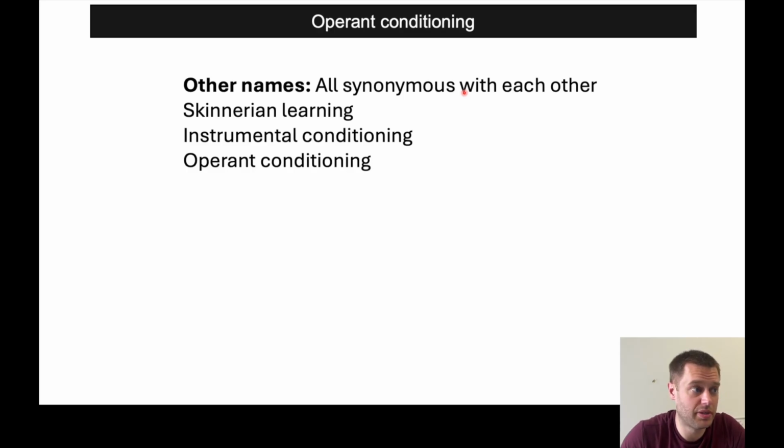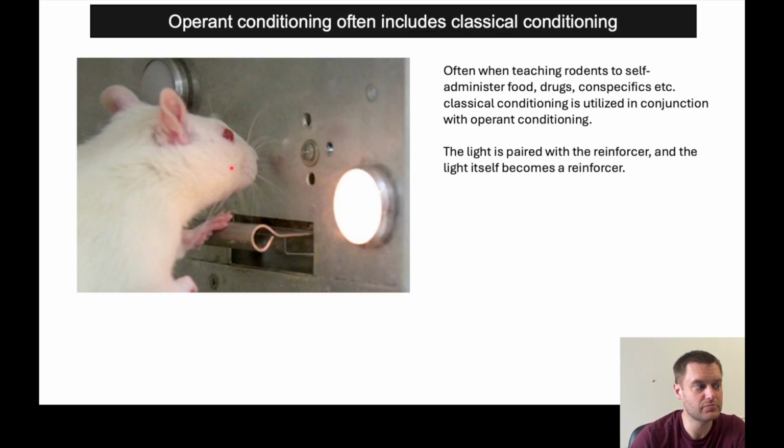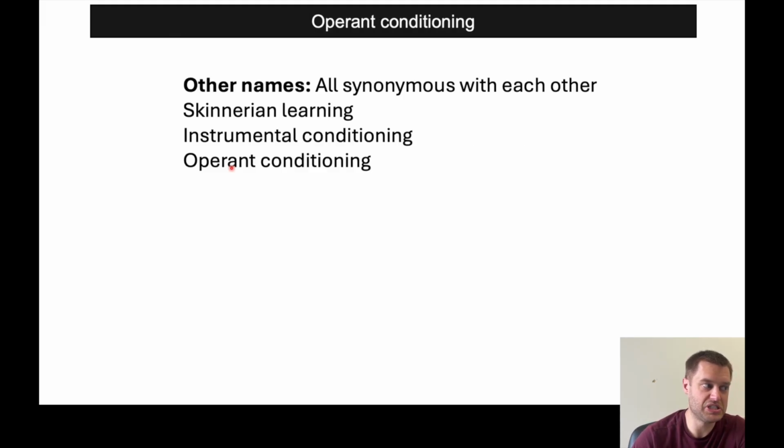Just like with Pavlovian learning, classical conditioning, or associative learning, there are various names for operant conditioning, which is Skinnerian learning, instrumental conditioning, and operant conditioning. I think Skinnerian learning and operant conditioning are pretty obvious because they're in the name, but instrumental conditioning also refers to the same thing. So instrumental conditioning is operant conditioning, and both of those are Skinnerian learning. Although most people don't refer to Skinnerian learning; most of the time they will say operant conditioning or instrumental conditioning.